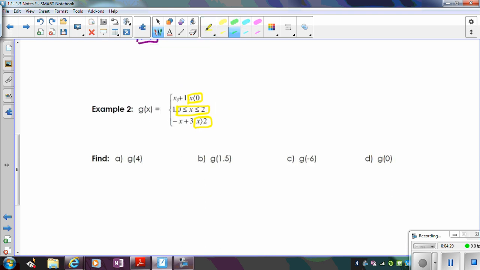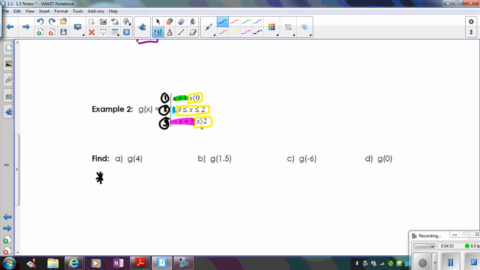So those are our 3 conditions. Here are our formulas. So x plus 1 is one of them, 1, and -x plus 3. So those are our 3 parts: part 1, part 2, and part 3. So 3 different types of equations make up this piecewise function. So we go ahead, we look at 4.